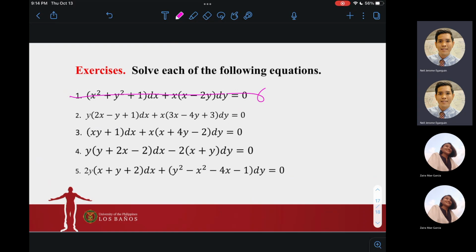Ayaw sumagot ni Zaira. Sige, ako na yung magde-decide. Homework na to. I forgot kung homework number na. So, hindi daw sure. Pero I think it will be a good exercise para mapwersa kayo na mag-solve ng kahit isang integrating factor dito sa section na to, right? So, this will be your homework and this will be due on October 21.